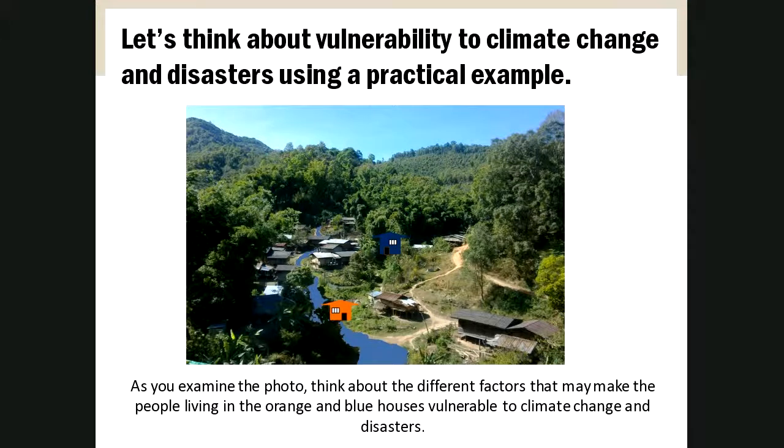Okay, now look at the picture. One more person, we're missing one. Okay, there you are. As you examine the photo, think about the different factors that could make people living in the orange and blue houses vulnerable.